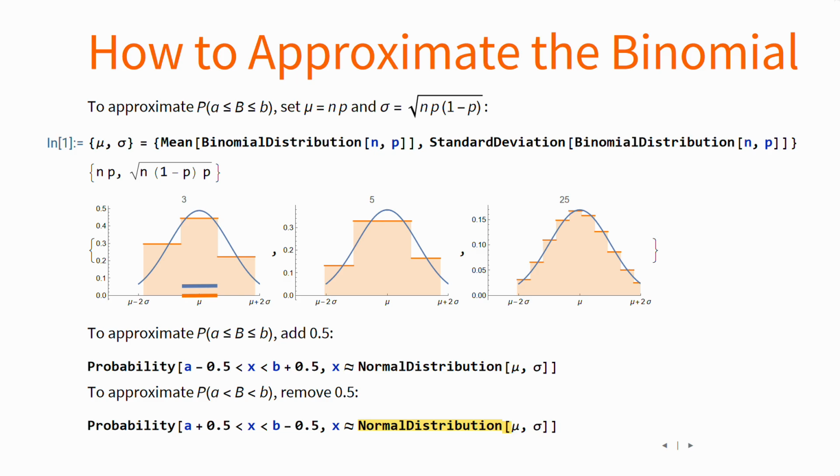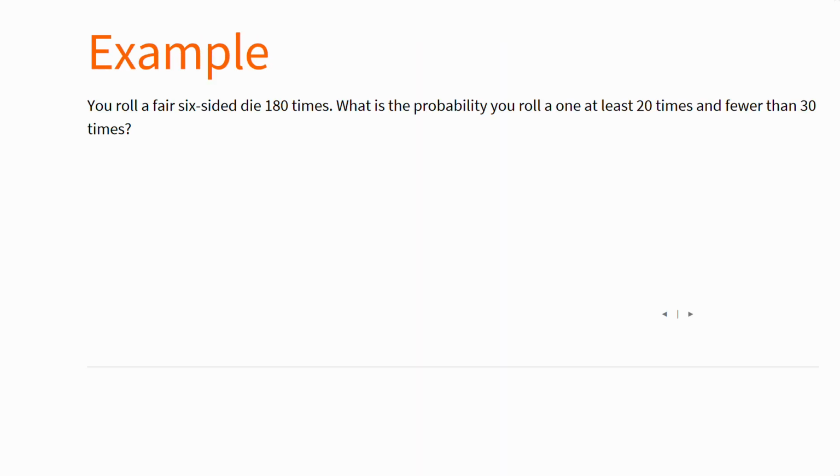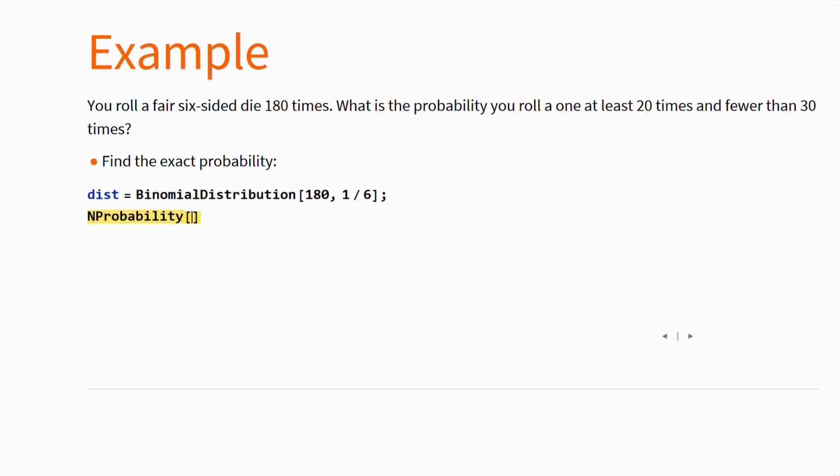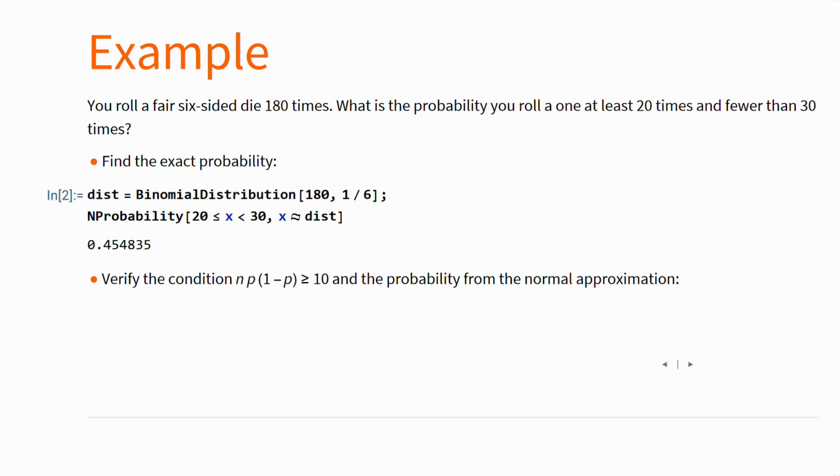Let's try an example. You roll a die 180 times. What's the probability you roll a 1 at least 20 times and fewer than 30 times? Notice 20 is included and 30 is excluded. You can find the probability of the binomial directly from the distribution and n probability.